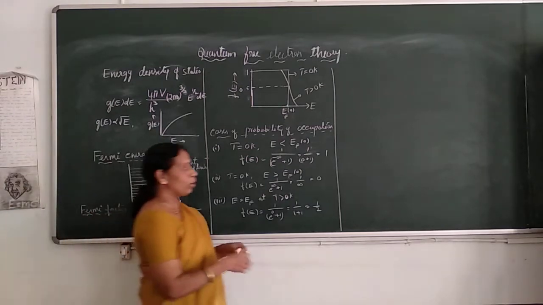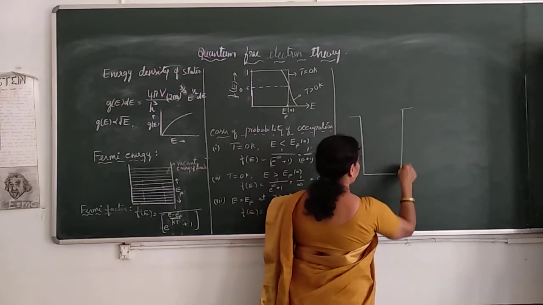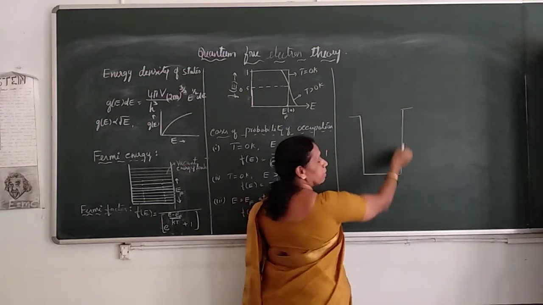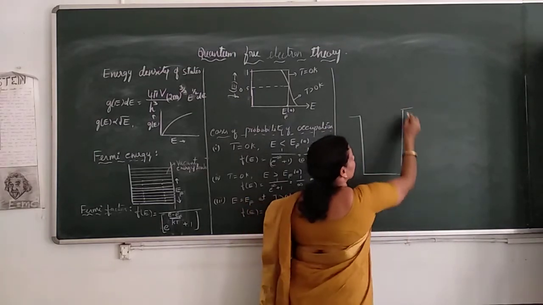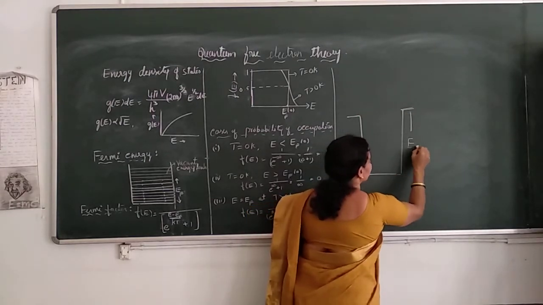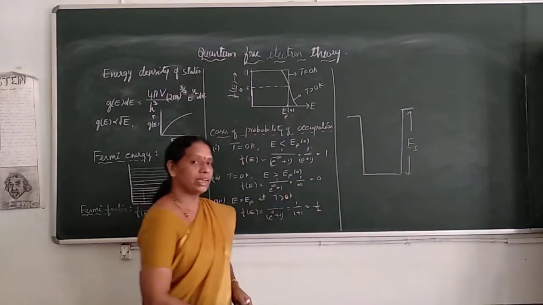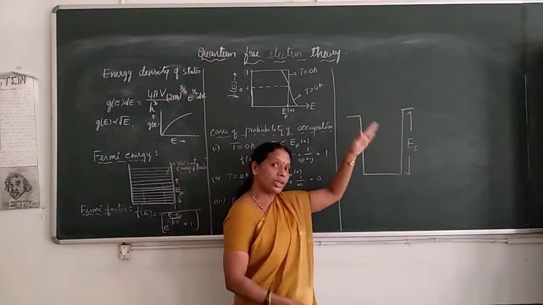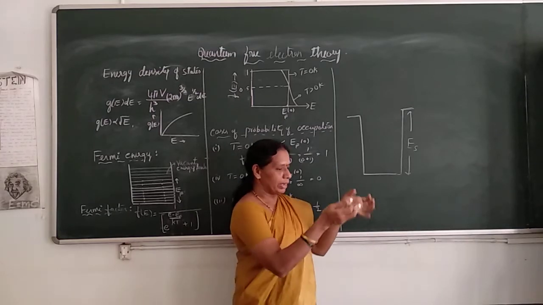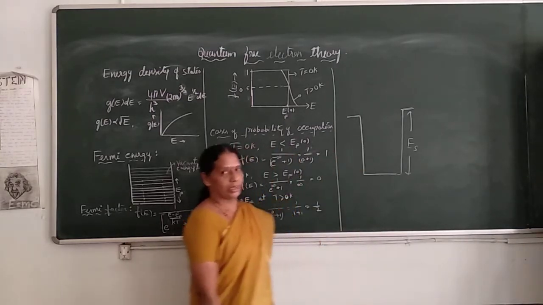The potential box is represented like this. The inside of the metal is a potential box having a potential barrier. The surface is a barrier of height denoted as ES. Let ES be the height of this potential barrier, so that the electrons inside the metal cannot come out. The metal is thus treated as a potential box in which the free electrons are confined.